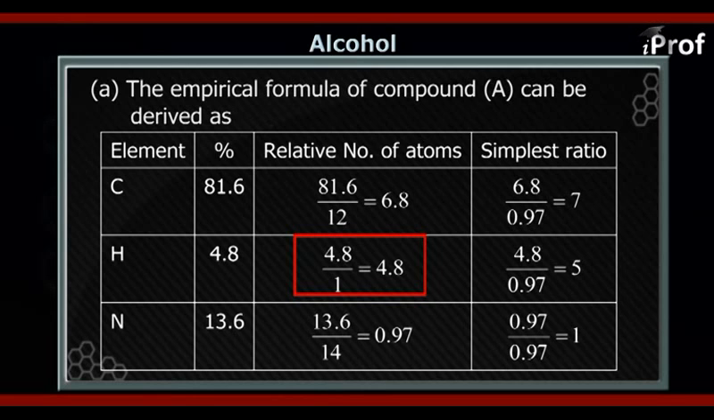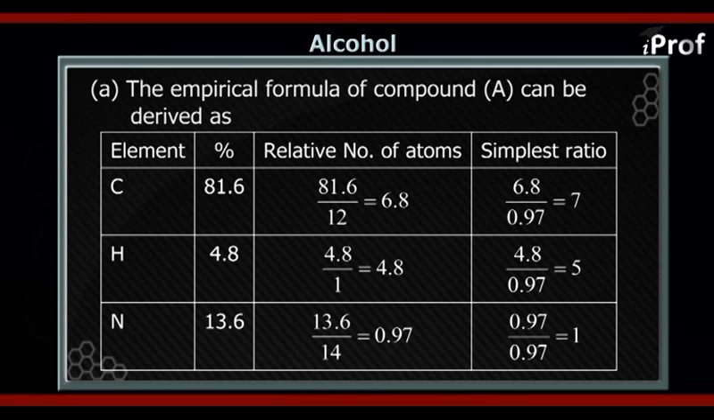Now if you divide the percentage of nitrogen, which is 13.6, by its atomic weight, that is 14, the number you get is 0.97 as the relative number of atoms. Now to determine the empirical formula, first of all, once we get the relative number of atoms, we see which atom has the least relative number of atoms.